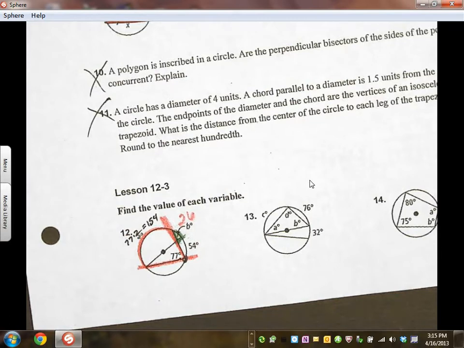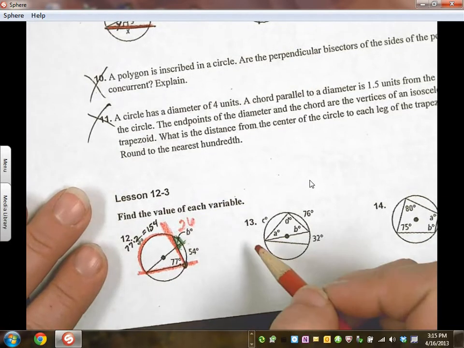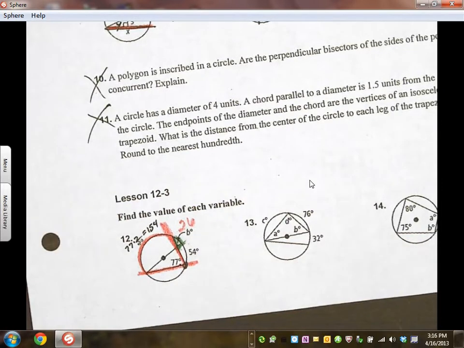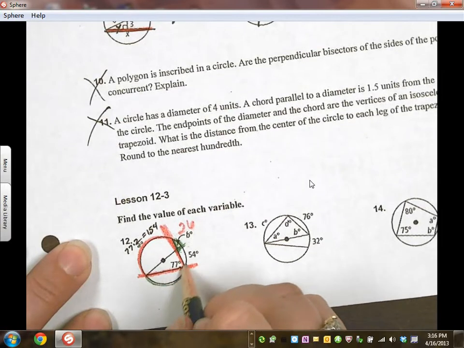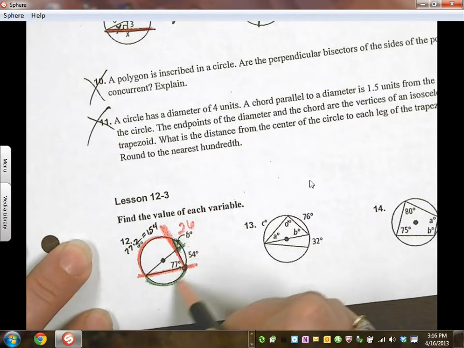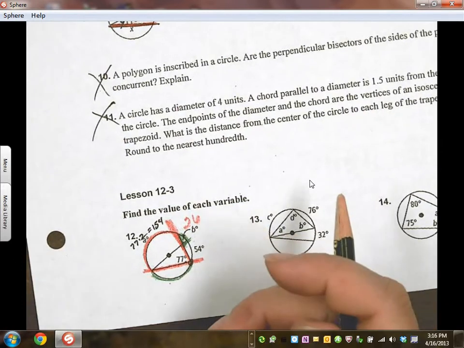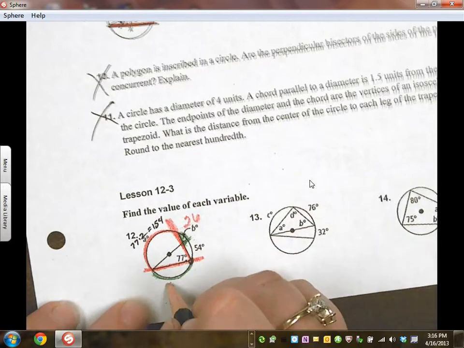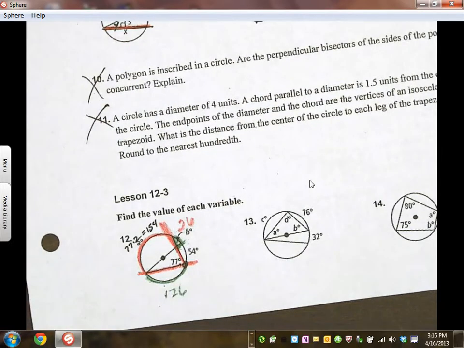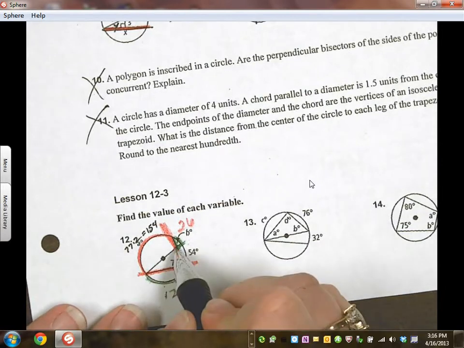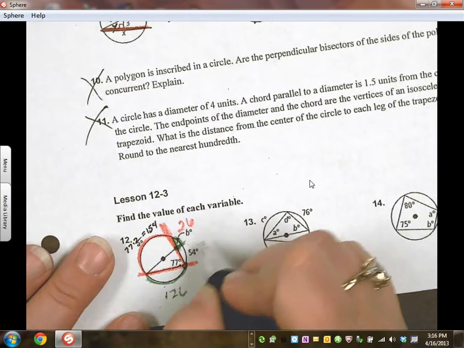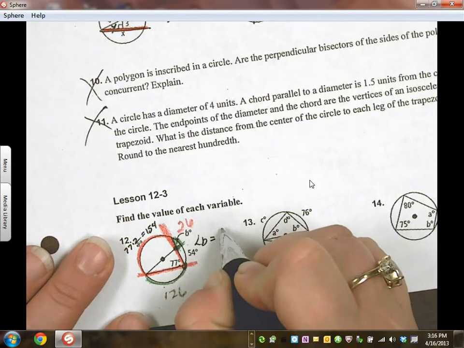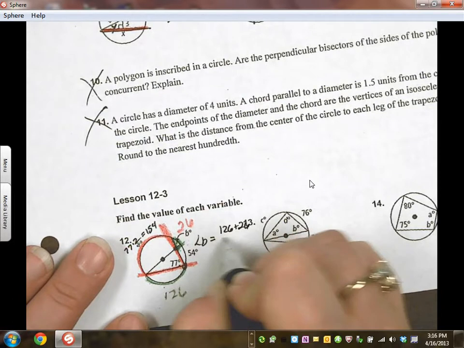Alright, well that's easy enough to fix. We know that arc's 26. Can we figure out this arc over here? I know this whole thing is 180. 180 minus 54 is 126. So I know this arc is 126. So this vertex is inside the circle. So I know I'm going to add my two arcs. So angle B equals 126 plus 26 divided by 2.